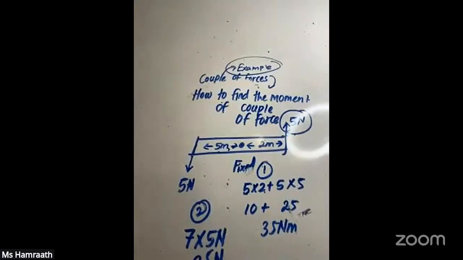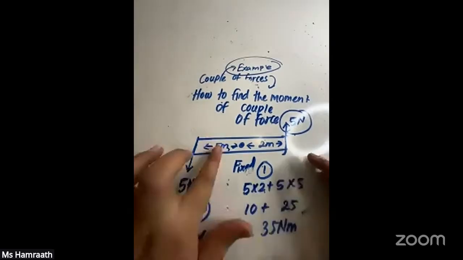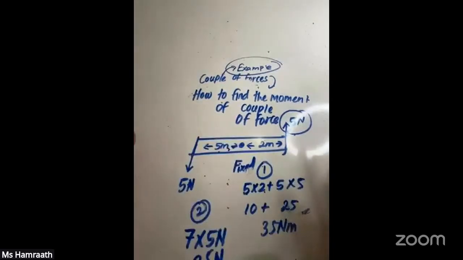So couple of force will always be the same. It will not come in a different way like we did earlier. So here, just add the distance and use one force to multiply. Simple. You can find the couple of force. Clear? The moment of couple of force, you should know the examples. You should know how to calculate it. That's it. That comes under lesson number 11.